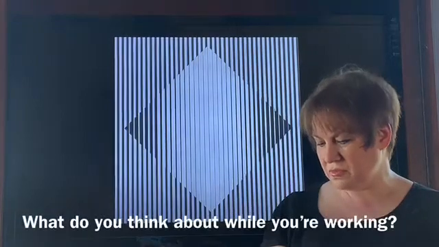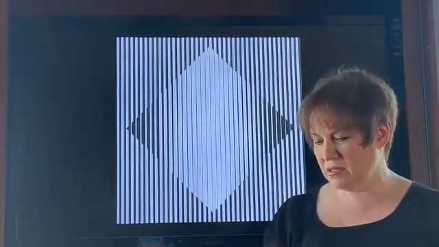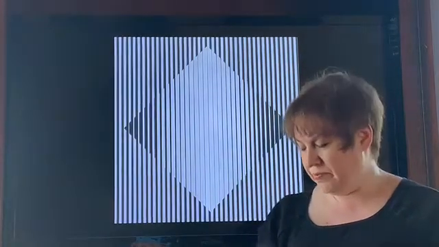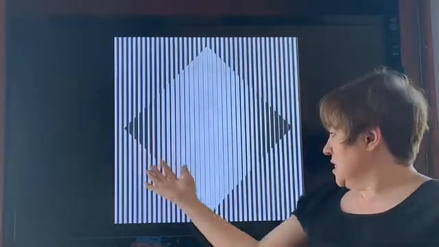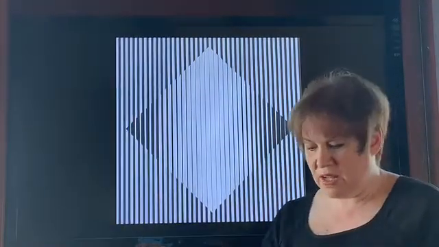What do you think about while you're working? Well, I have a vision. I have a vision of what it's going to start as. I have a line, usually, and I have to put the line on the canvas, and then that leads to other lines. And sometimes I make them thicker and sometimes I make them thinner. And the whole point is to make it appear to move or vibrate or flow on the canvas.